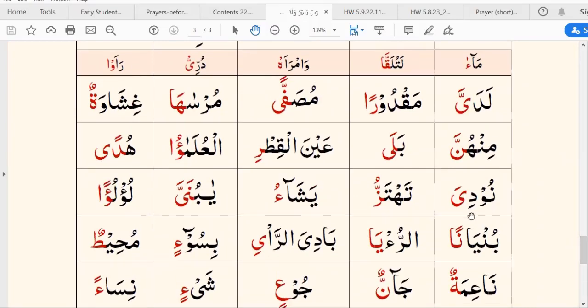What's this one as it is? Nudia. Yes. And in waqf? Nudi. Very good. Beautiful, mashallah. Well done. You read very, very well.